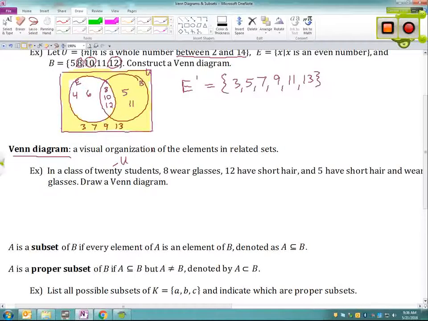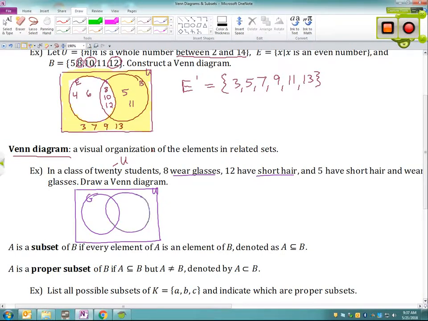Okay, better. All right, so we're drawing a Venn diagram for our class of 20 students. And again, we have a universal set of the 20 students. So this is our universal set. And then the 2 sets that we're considering are whether or not the students wear glasses or have short hair. So one of my bubbles I'm going to label as G for glasses, and one of my bubbles I'm going to label as S for short hair. And you can use whatever letters you'd like. It is important that you label them though, so you can tell what you're looking at when you look back at it.